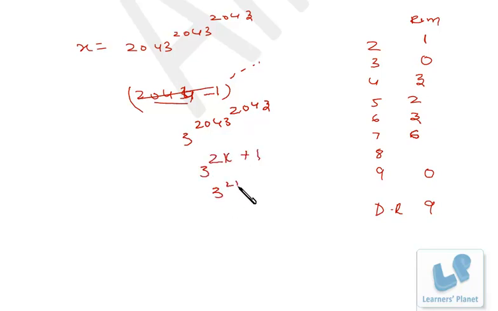So this is actually 3 raised to 2k plus 1. So that's 3 raised to 2k into 3. So that's 9 raised to k into 3, right? Now 9 is what? 8 plus 1. So if you divide it by 8, the remainder will be what? 1 raised to k. Now it doesn't matter whether k is even or odd because we have the positive 1, right? So the remainder is 1 into 3. So the final remainder is 3 only. Okay, I hope you are getting me. So in each case we have found out the remainder.